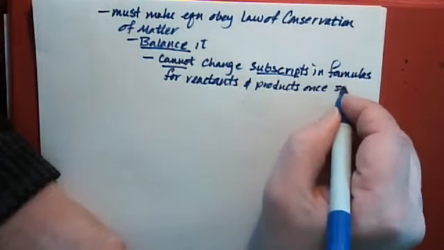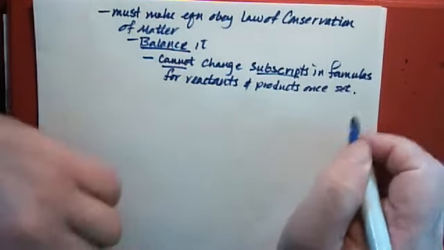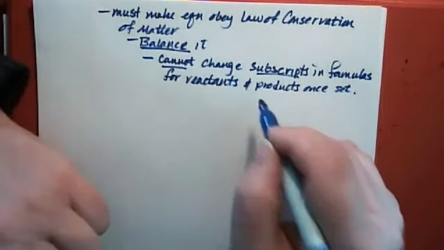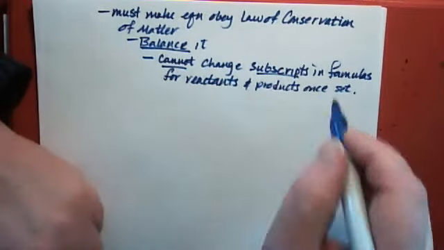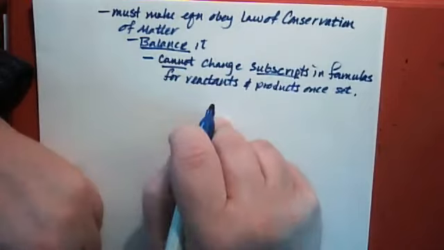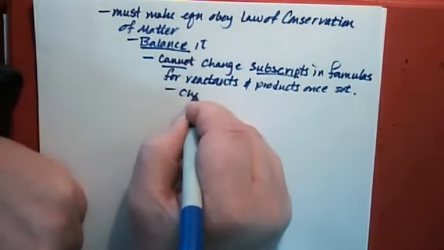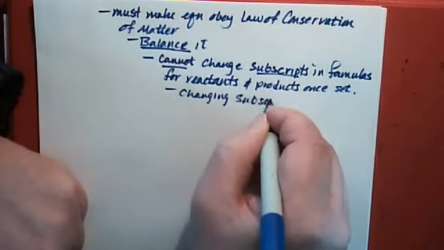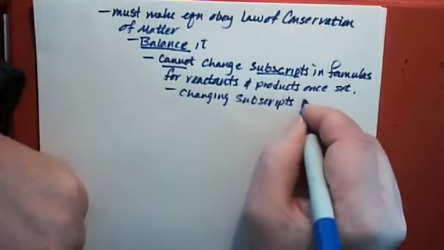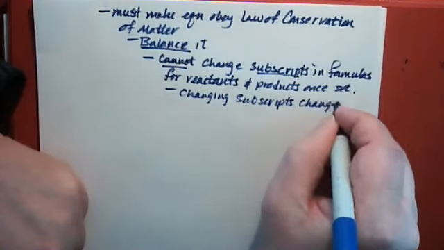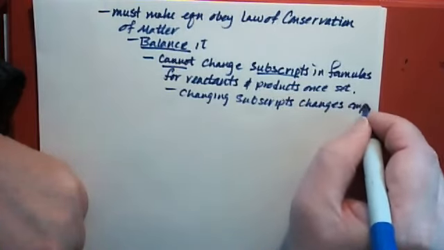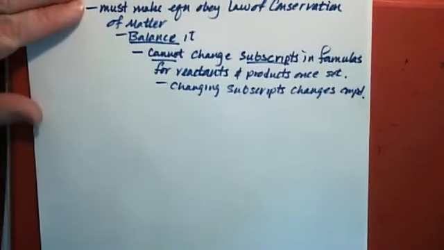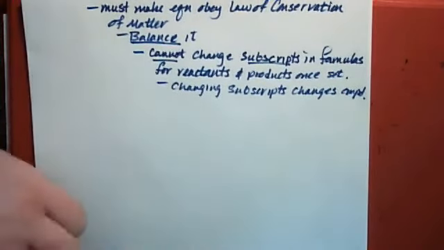So once we decide what the reactants and products are, and we write down the correct formulas for those reactants and products, you cannot change the subscripts from that point. That's simply because changing the subscript means you're changing the compound, and the reaction wouldn't be true anymore.